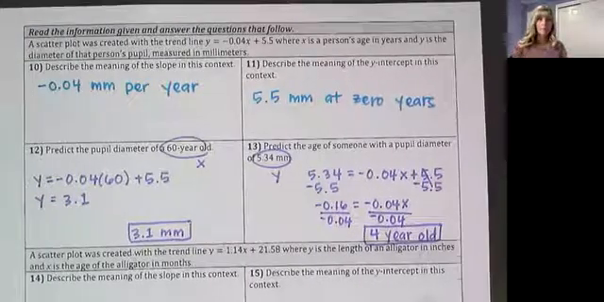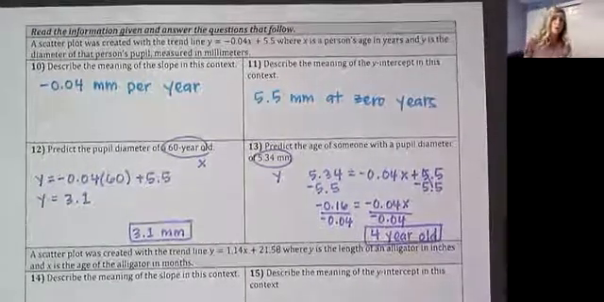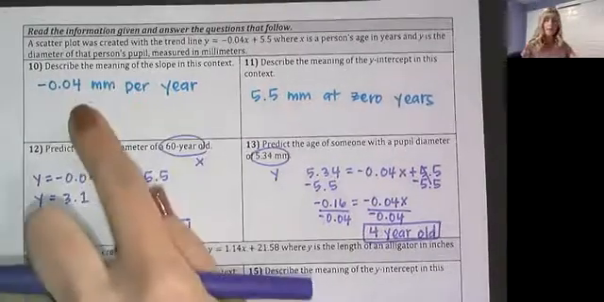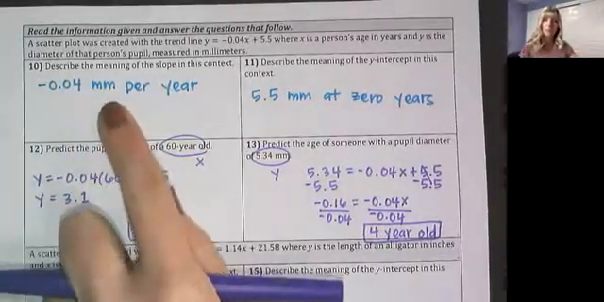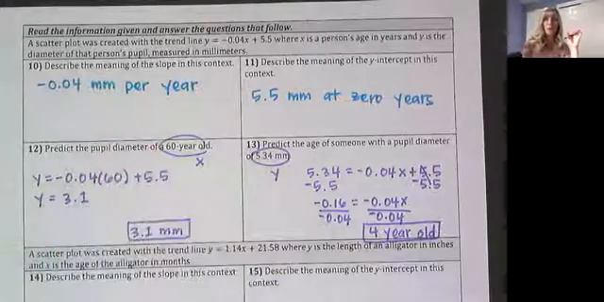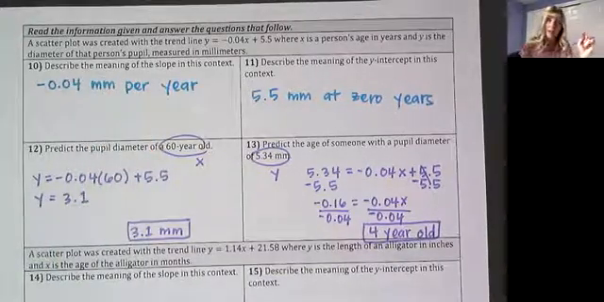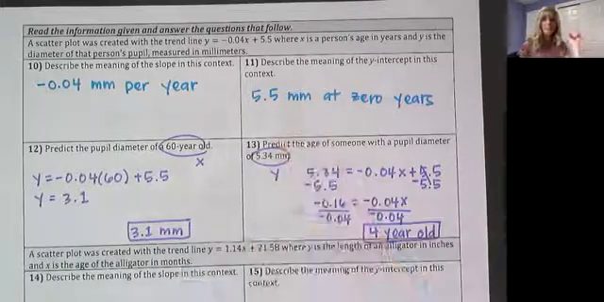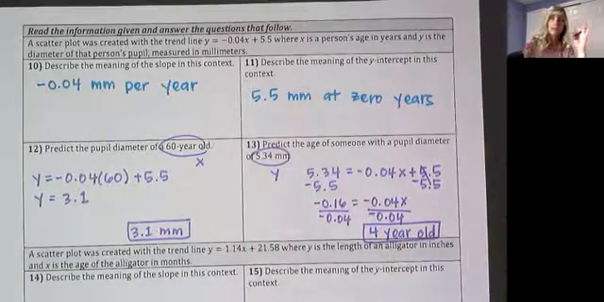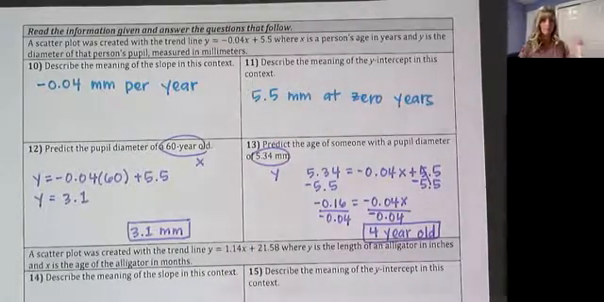Okay. How did we do? So I have negative 0.04 millimeters per year, and we talked about this before, that means that your pupil is shrinking over time. And then 5.5 millimeters at 0 years, that's the dilated size of a pupil at birth on average.